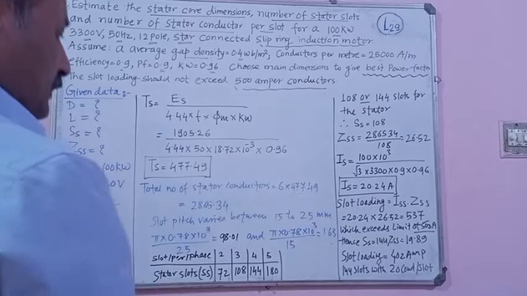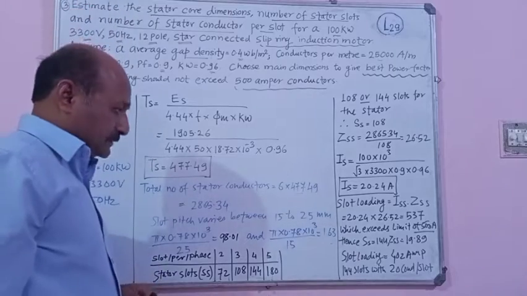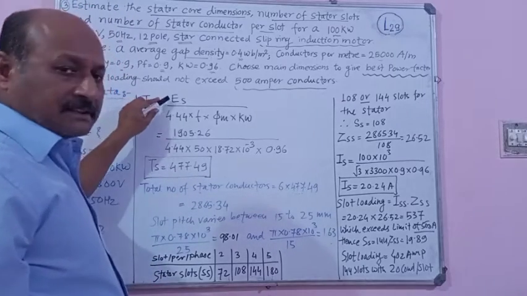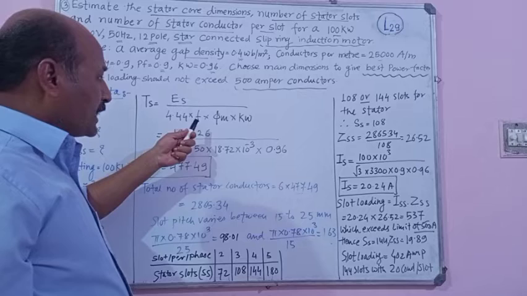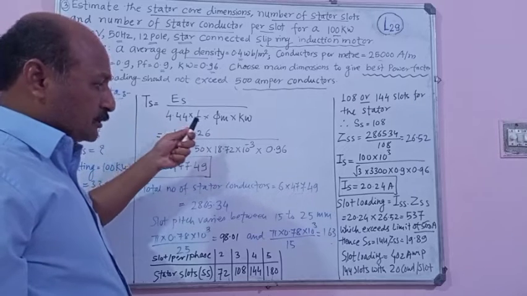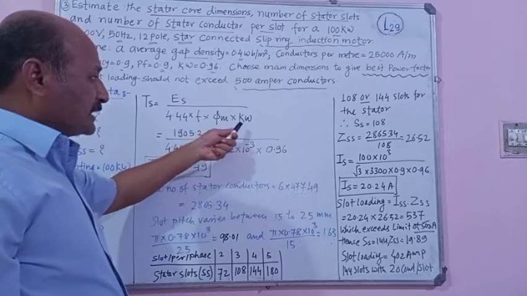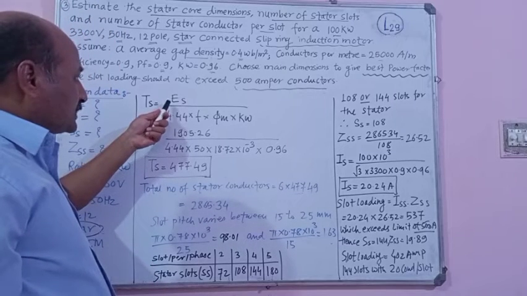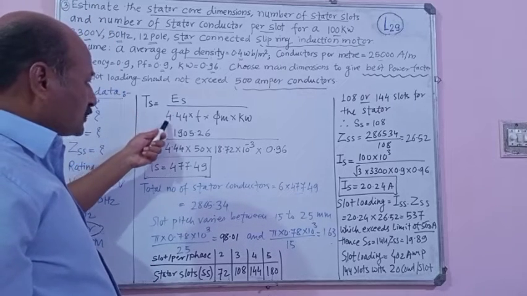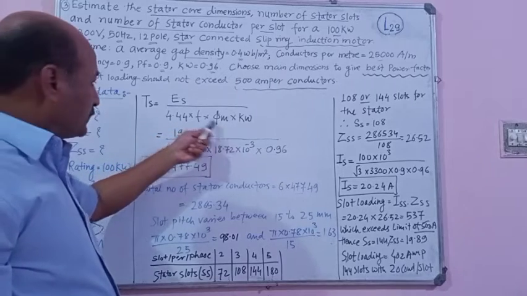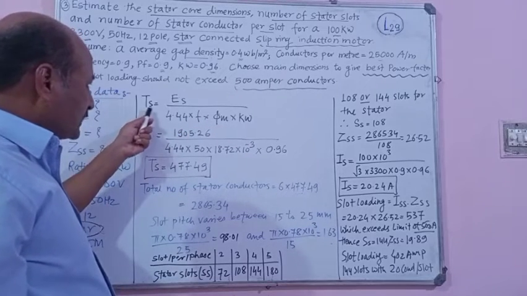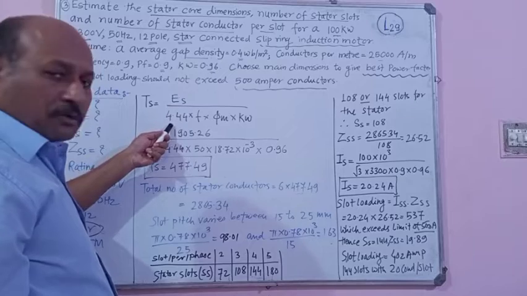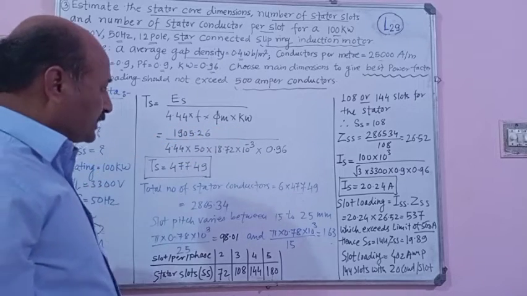So next step is to calculate the number of turns per phase. We have the value of ES, 4.44 is the constant, F is the supply frequency, we have the value of phi m as well as the kW. So we have the equation ES equals 4.44 F phi m kW into TS. So you will get TS equals ES divided by 4.44 F phi m into kW.